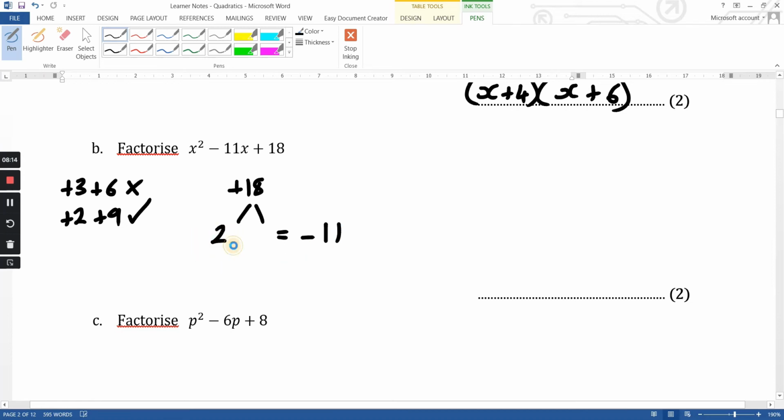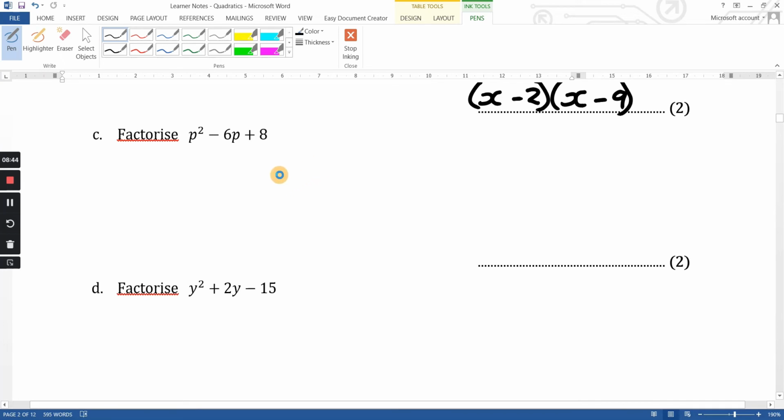Let me just put 2 and a 9 first. So, again, because this is positive 18, these two have to be either both positive or both negative. And in this case, because I've got minus 11, they both have to be negative. And that's how I'm going to get minus 11. So my answer is going to be x minus 2, x minus 9. That's that one done.